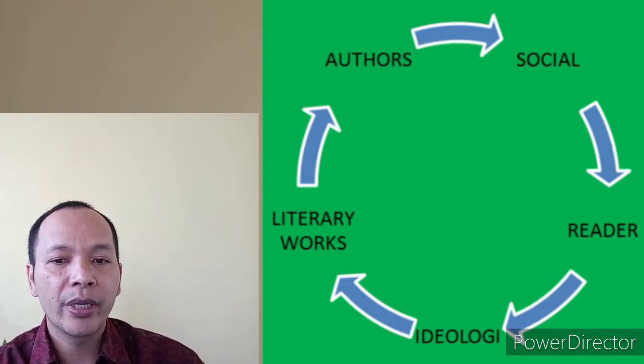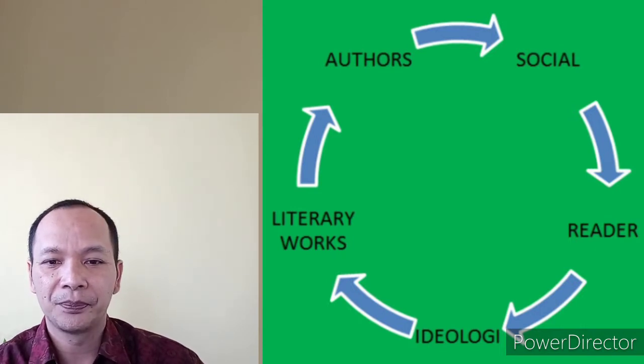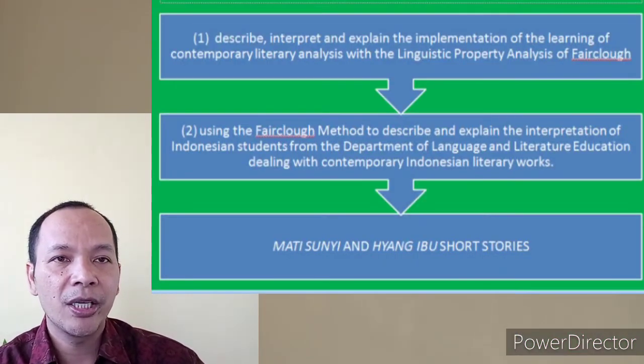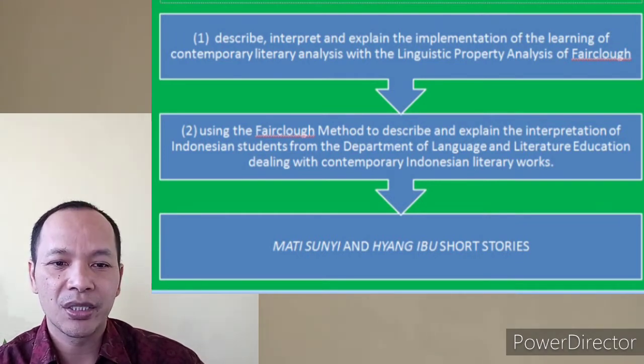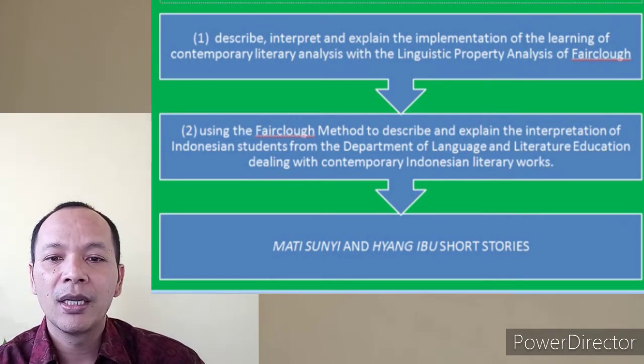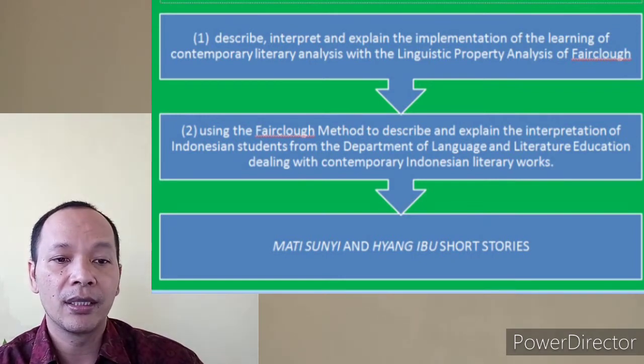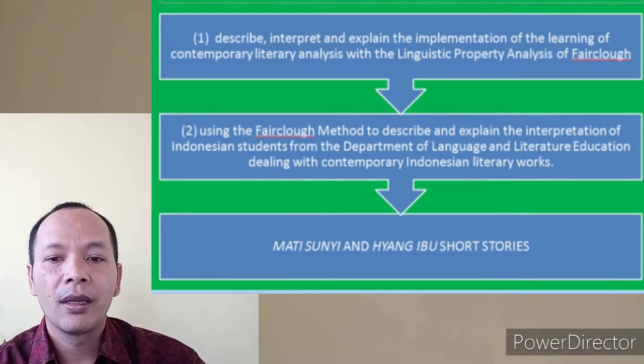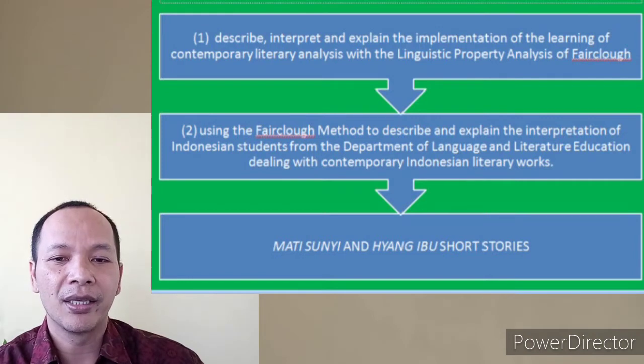One approach to encourage student critical thinking in the analysis of literary works is to introduce the Fairclough linguistic property. This paper describes, interprets, and explains the learning of contemporary literary analysis using Fairclough critical discourse analysis. Specifically, first, it describes, interprets, and explains learning contemporary literary analysis by applying Fairclough linguistic property, and second, it describes, interprets, and explains student ability to find the author's ideology.